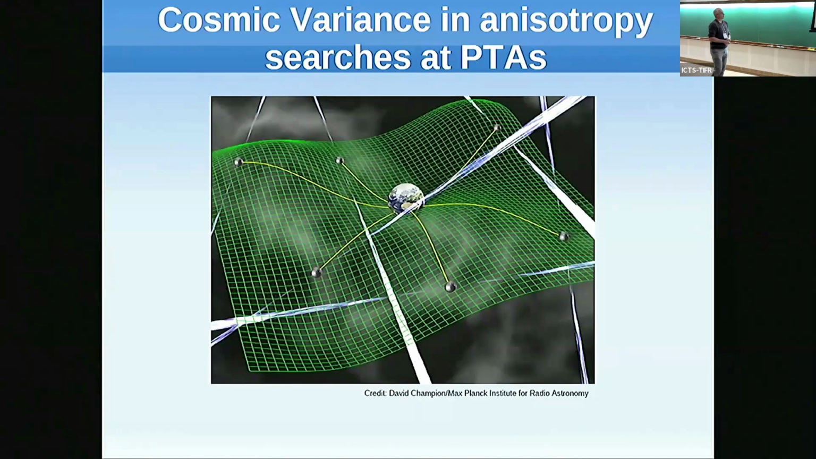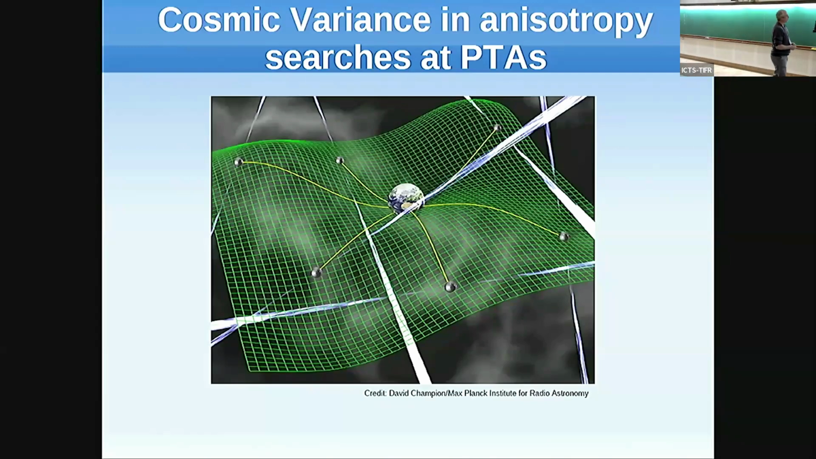Okay, and this leads to a different aspect of this anisotropy search, and that's cosmic variance. So there were a couple of papers by Bruce Allen in the literature about cosmic variance of anisotropy searches. I mean in general, but also in anisotropy searches in PTAs. So we looked at these papers, and the message seemed to be that cosmic variance might play a role, and we wanted to understand to what extent cosmic variance enters in this analysis by NANO-Grav. Okay, so this is heavily inspired by this paper by Bruce Allen.